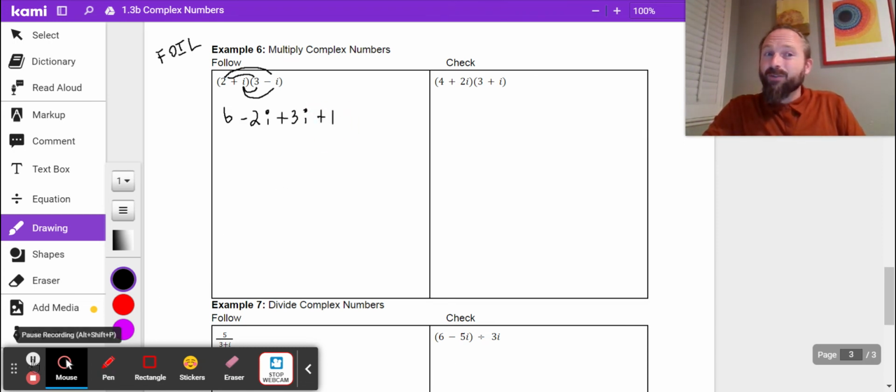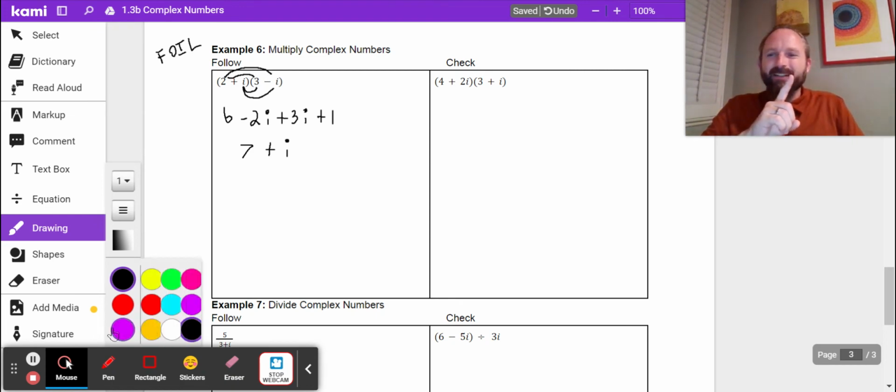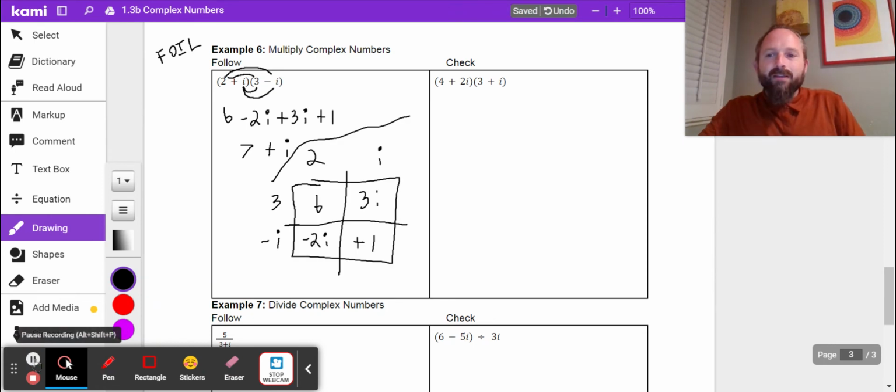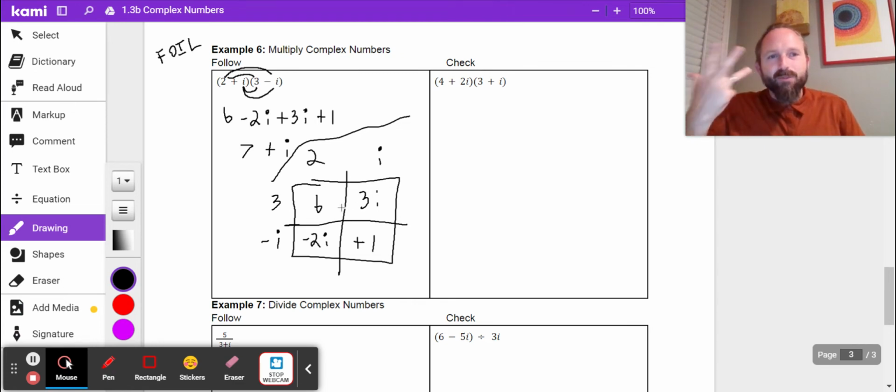So now what do we have to do? We have to simplify. We have to put them together. So I have 7 plus i. There we go. Now we'd get the same thing, and I'll show you in just a second my work. So hold up. I'll do the multiplication grid. So we get the same thing, but it's just set up differently. I like this one because it's more of a conceptual idea of multiplying. So I would recommend doing it this way.